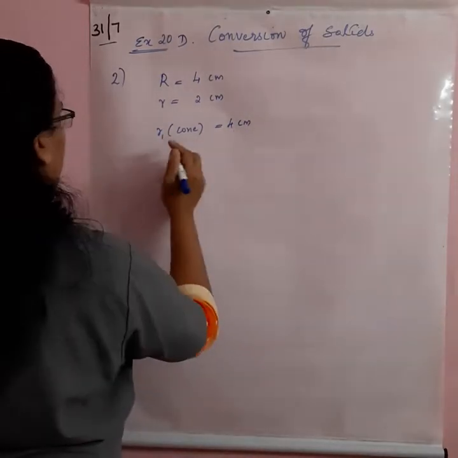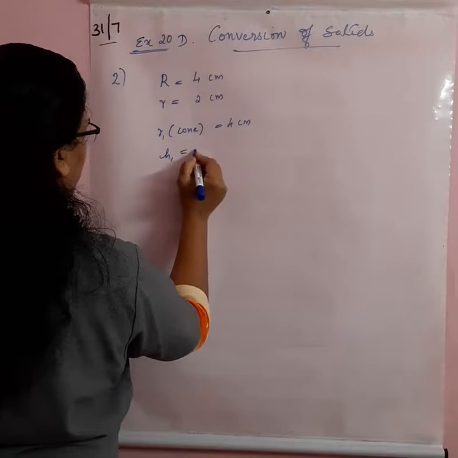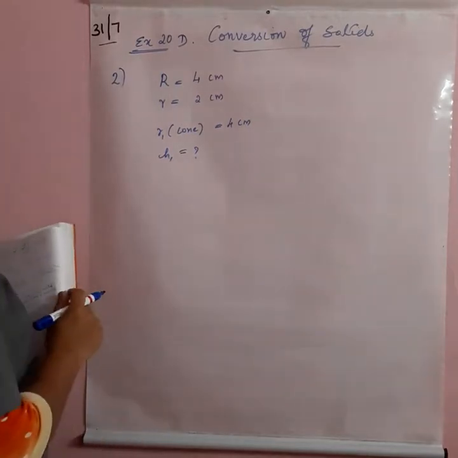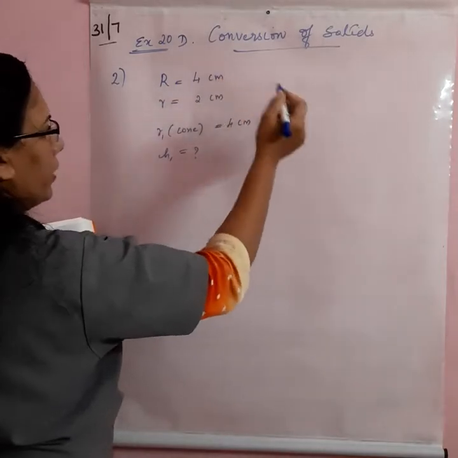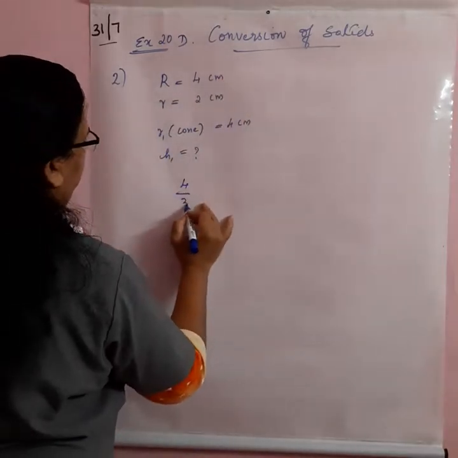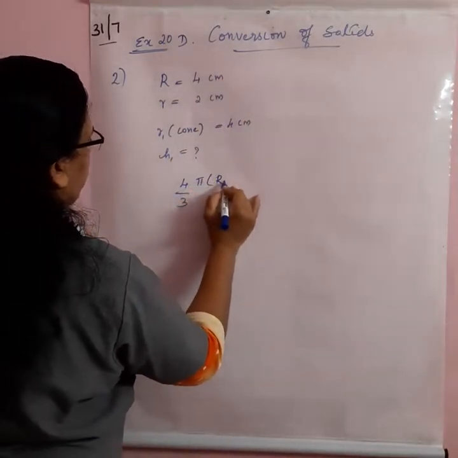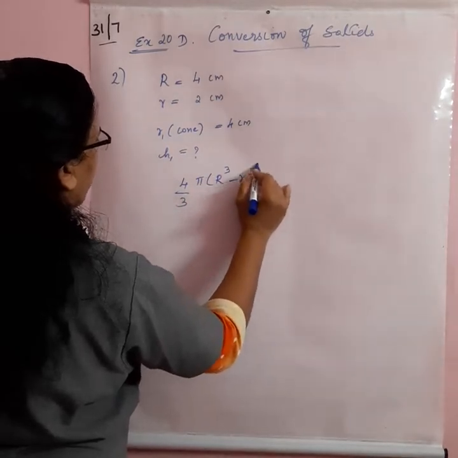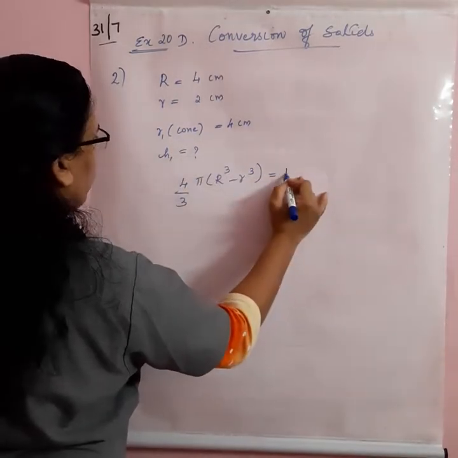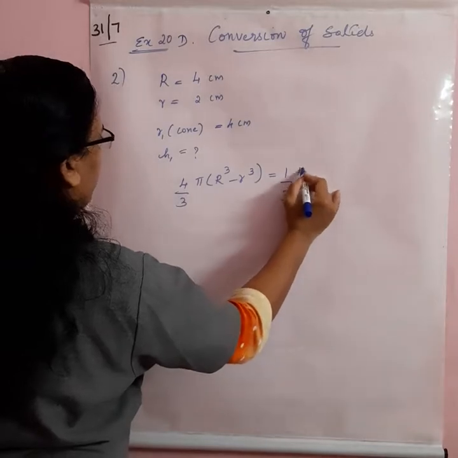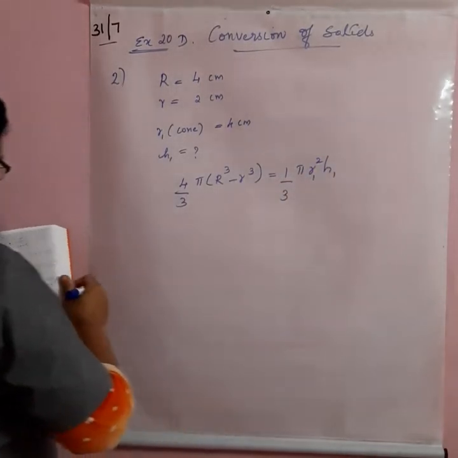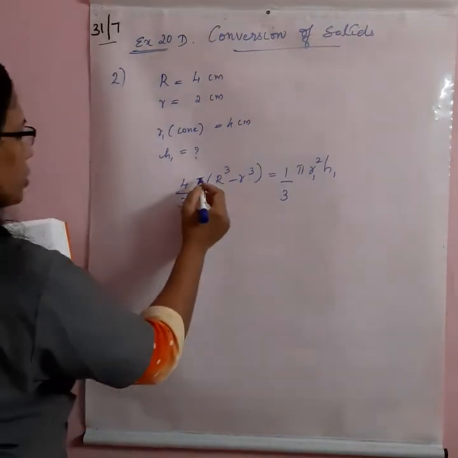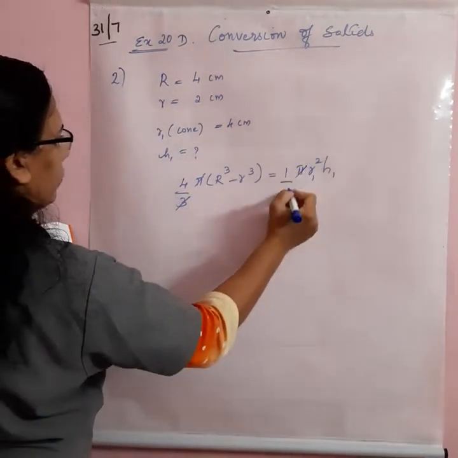Now find the height of the cone. H1 I write, height of the cone. You have to find H1. What is given? The hollow sphere is melted. So 4 by 3 pi into R cube minus r cube is equal to the volume of the cone formed, 1 by 3 pi R1 square H1. So pi by 3 I can cancel both sides.